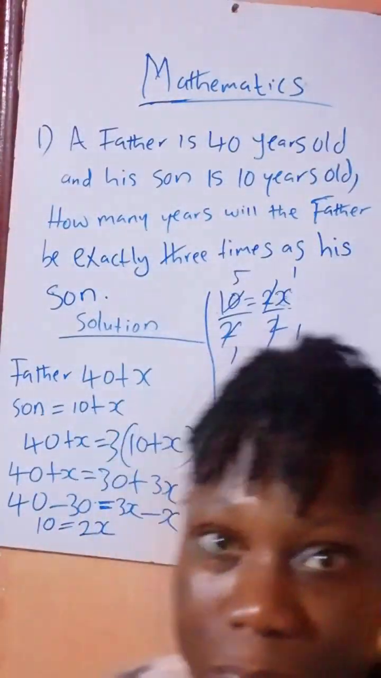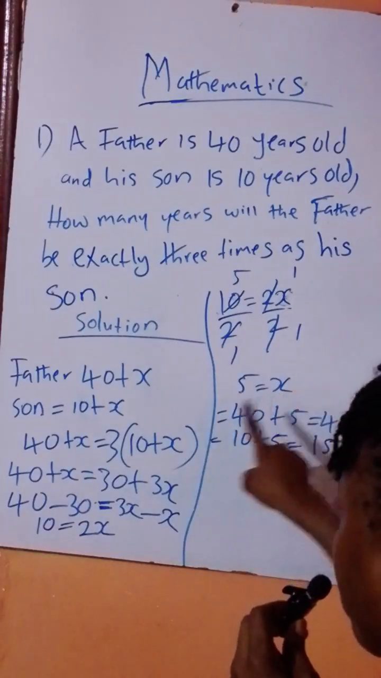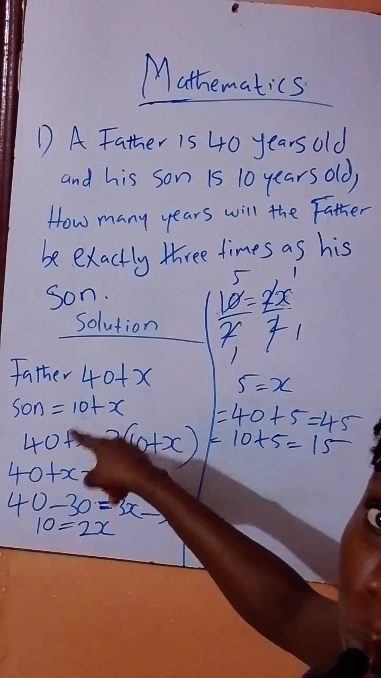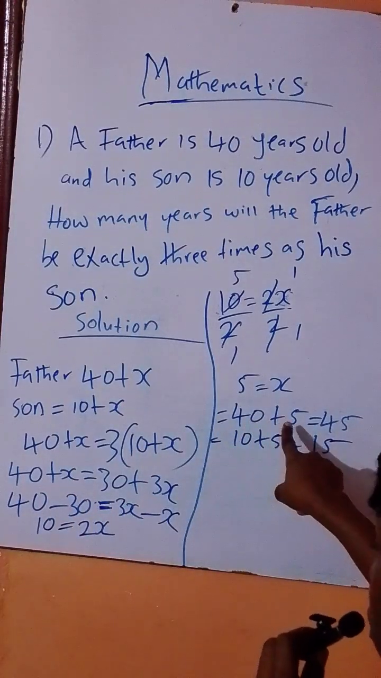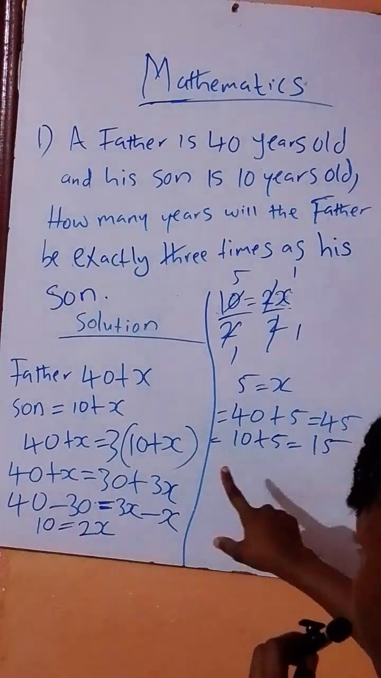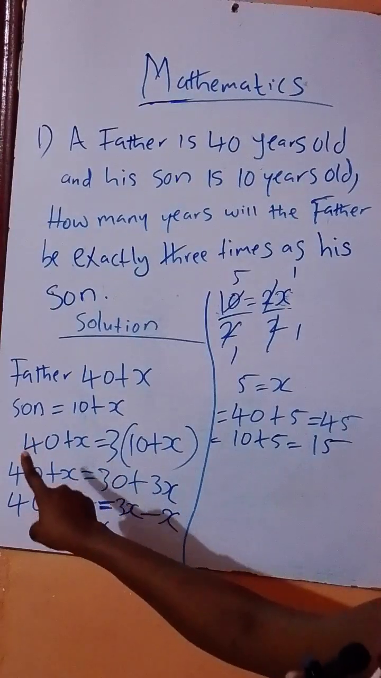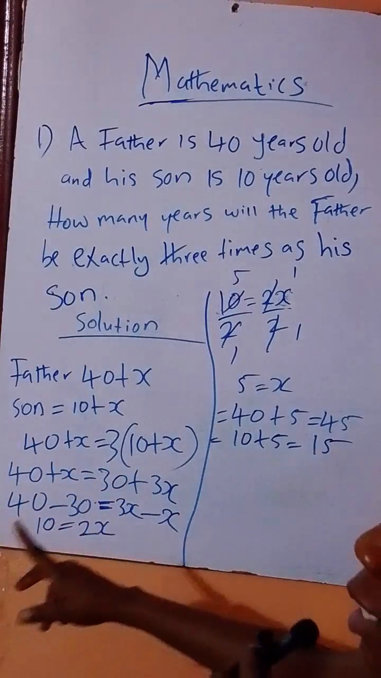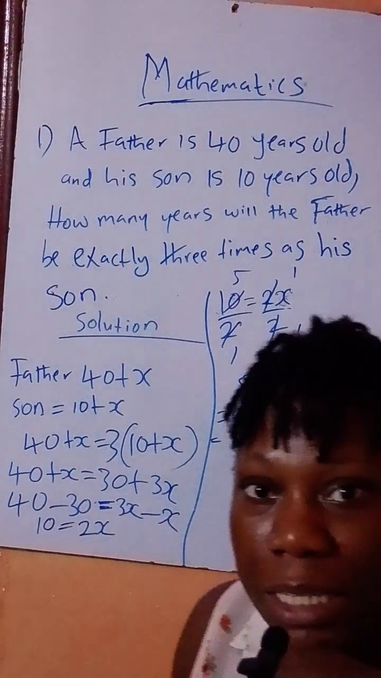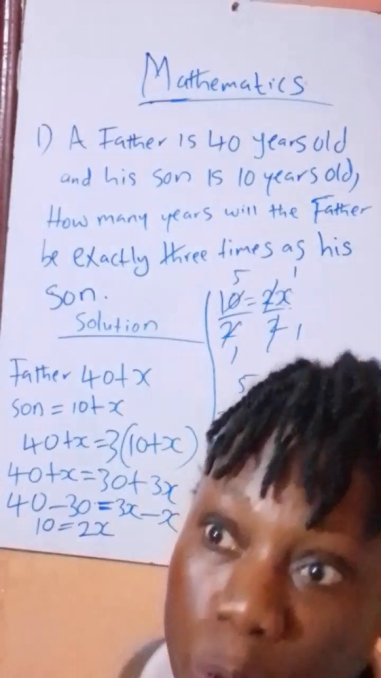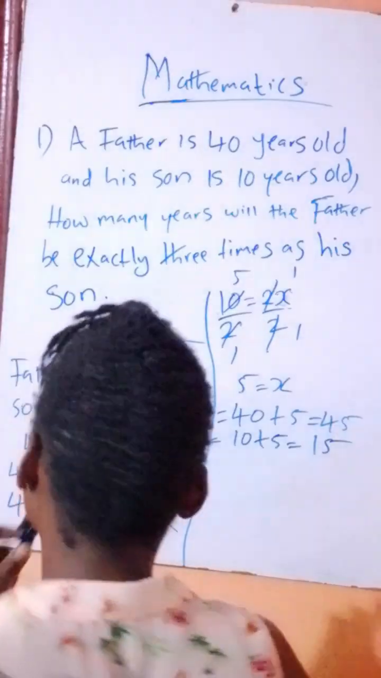I hope you are understanding what I'm solving. This 5 equals S. Before, we didn't know the years, but now we have gotten the years. This 40 plus 5 equals 45. The son was 10 years and we did not know the years, but now we have them. 10 plus 5 gives us 15.